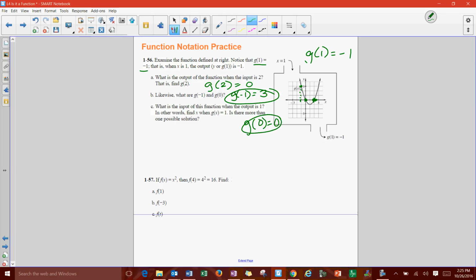Letter C, what is the input of this function when the output is 1? So let's look at the output now. Those are the y values. So here's kind of where y is 1. Well, that happens here and here.